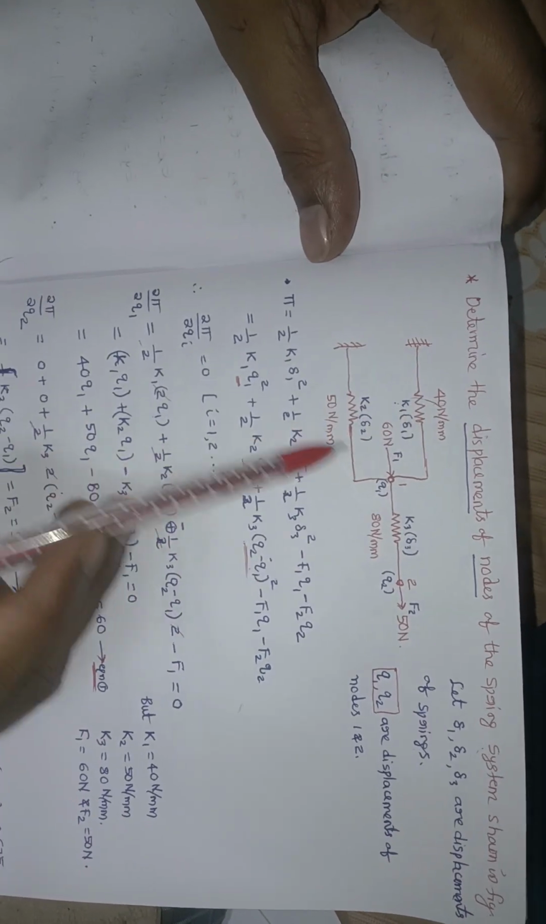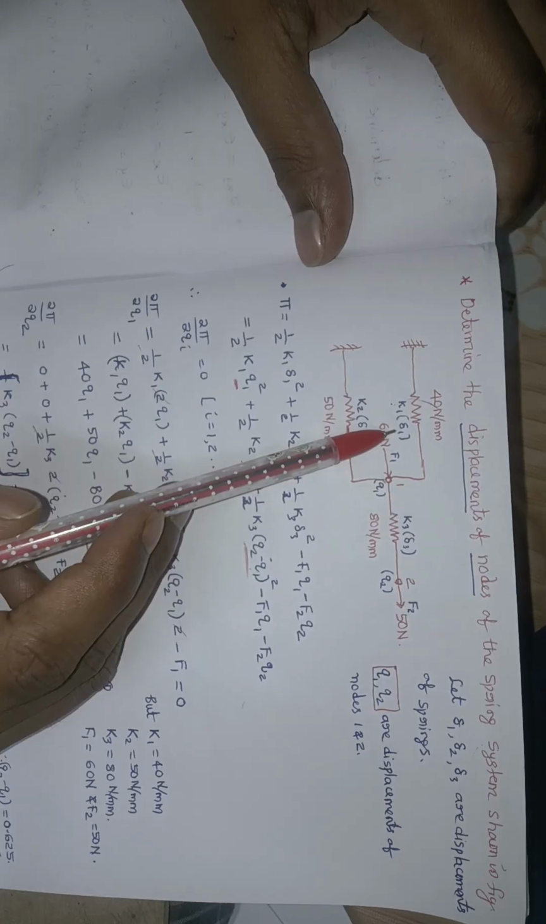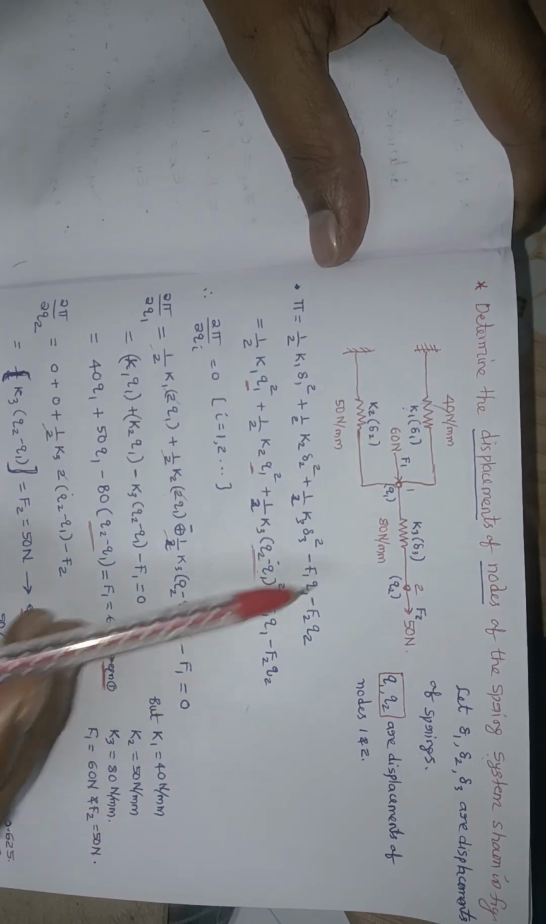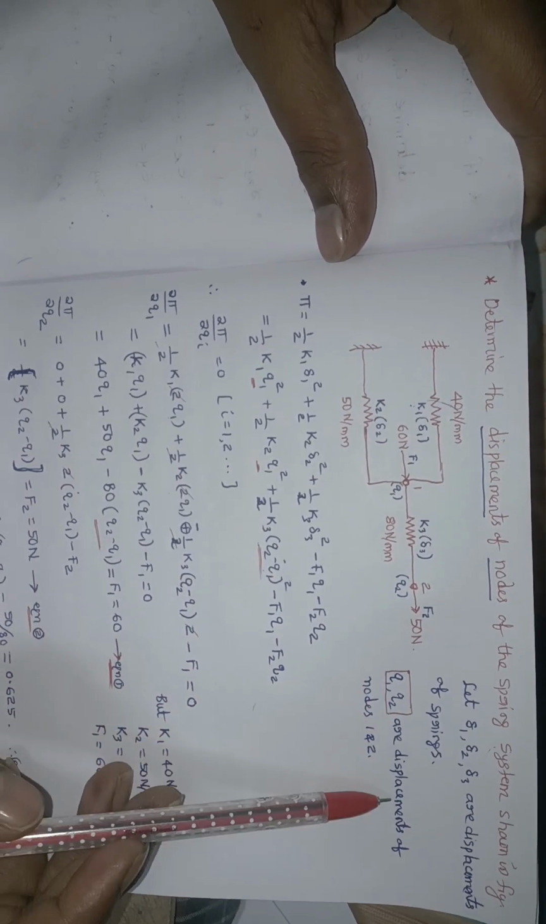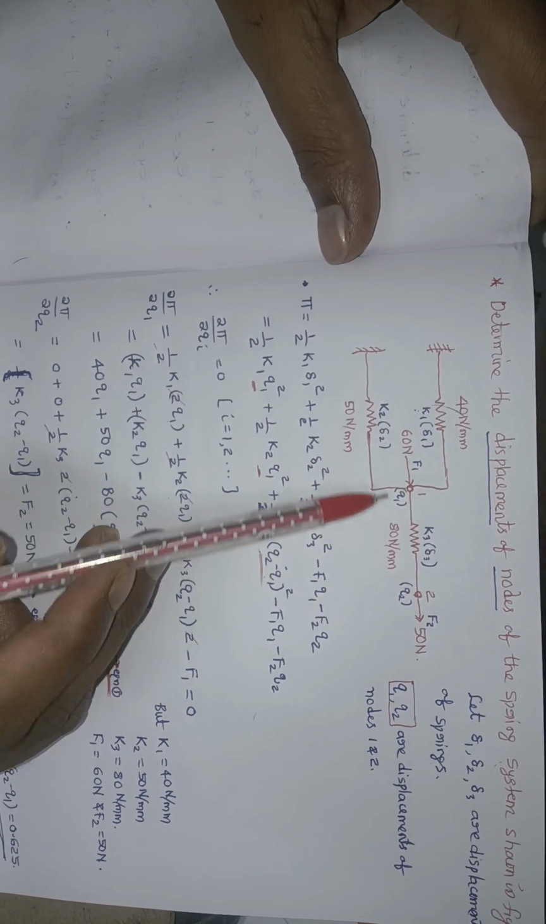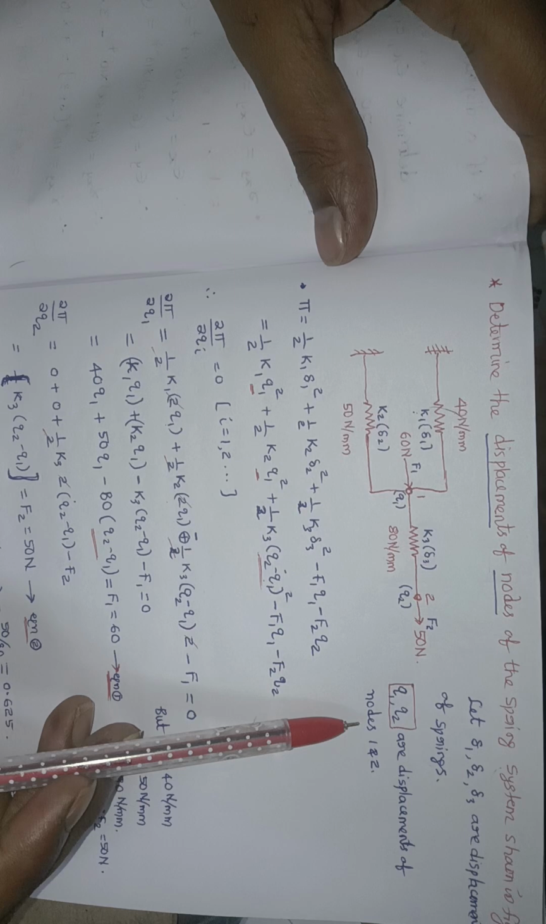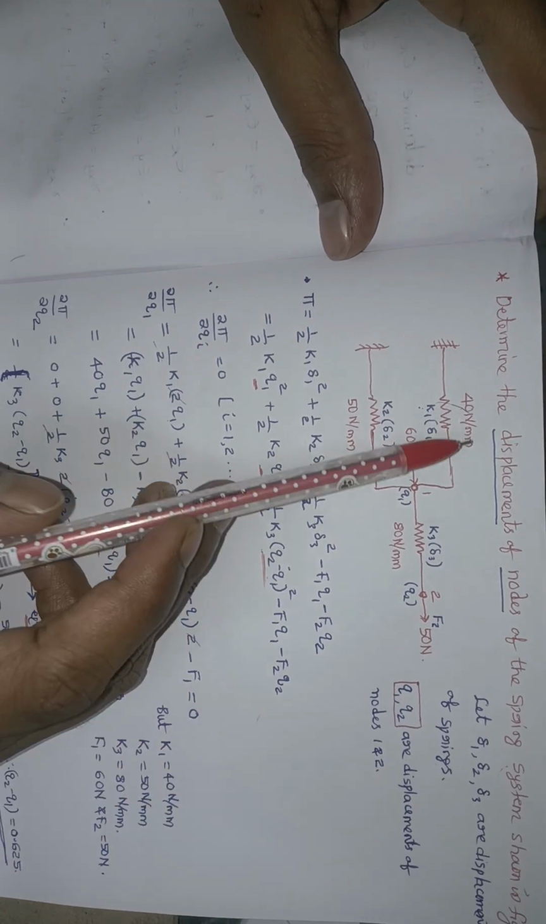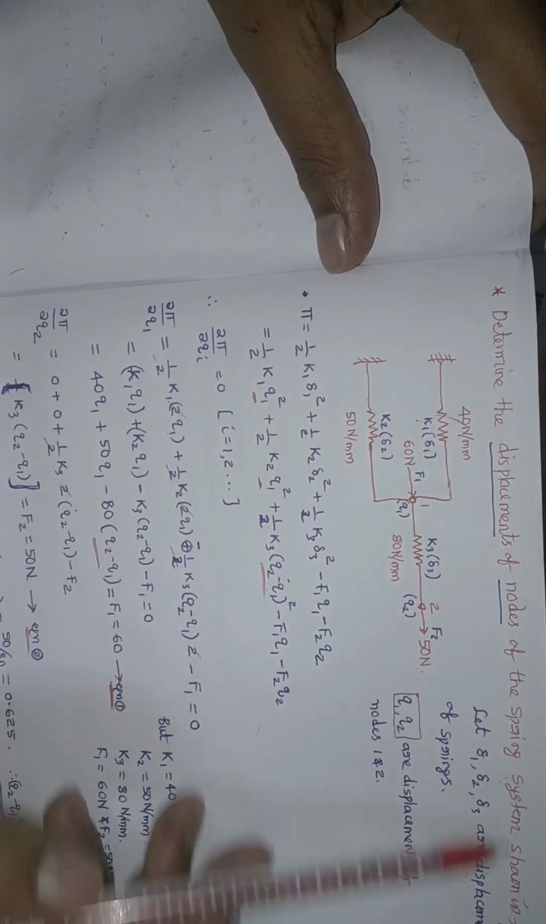Each spring has some displacement, right? Also we take Q1, Q2 as the displacements of nodes 1 and 2. Here at node 1 and 2 we take Q1 and Q2 as the displacements. The problem is also asking for the same displacements of the nodes.